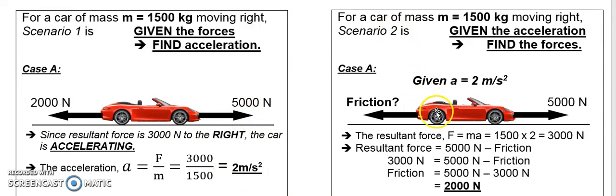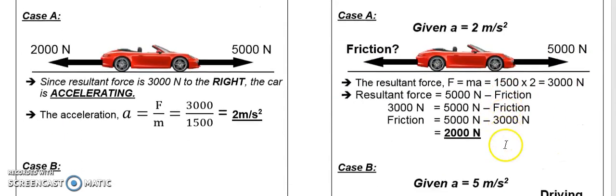The other scenario is given the acceleration. They tell you the car is accelerating at 2 meters per second squared. Can you find first the resultant force? Yes, but most of the time they won't ask you for the resultant force. They will ask you, given a forward driving force of a certain amount, in this case 5,000 newtons, what is the friction? The rest is just mathematics. You can divide and find the friction of 2,000 newtons, because if I put a friction of 2,000, it will give me a resultant force of 3,000 newtons here.